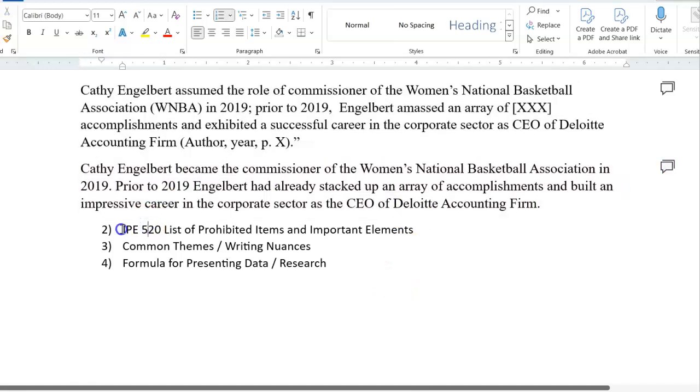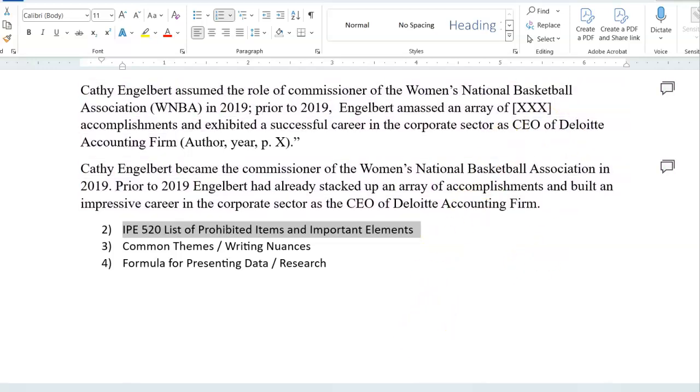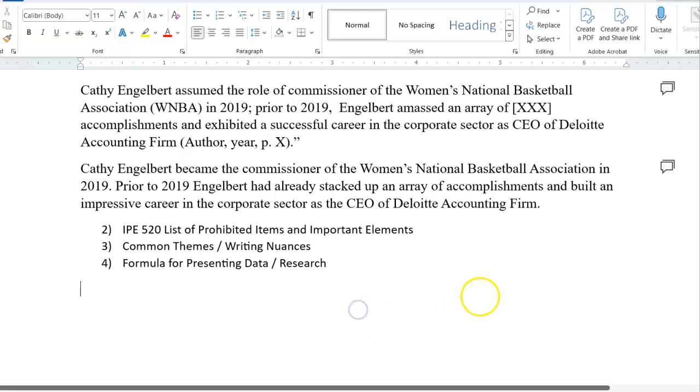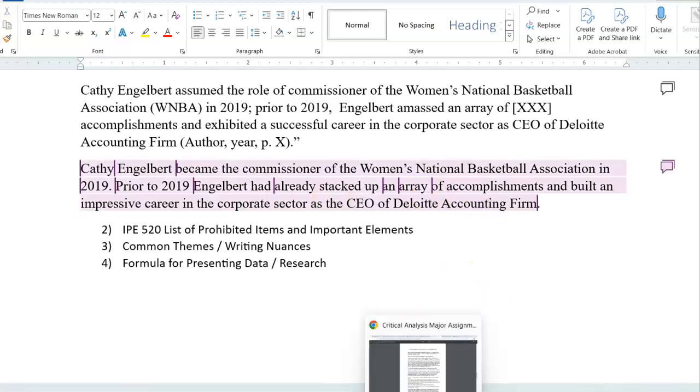For now, let's move to the IPE 520 list of prohibited items and important elements. This is extremely important because it includes all of the non-negotiables, all of the items that are very important to keep top of mind while drafting content. I am going to pause this and switch my screen to show the document so we can go through it together.